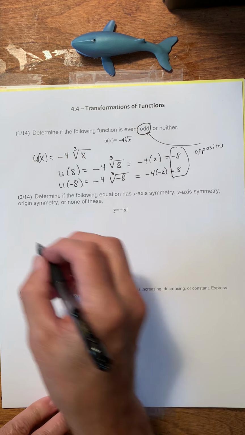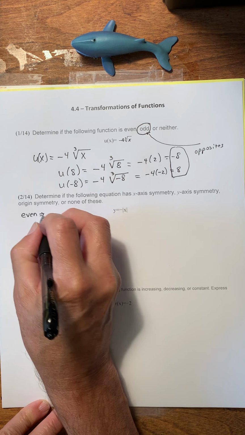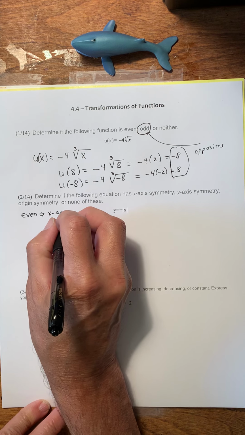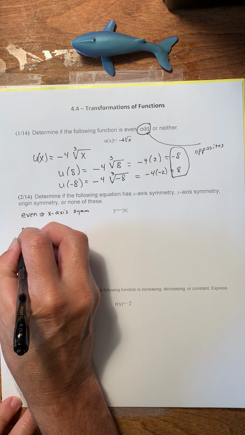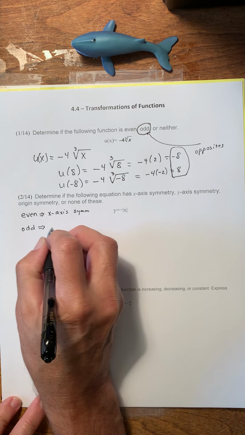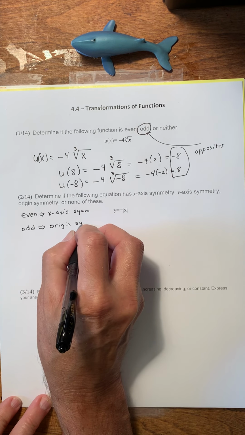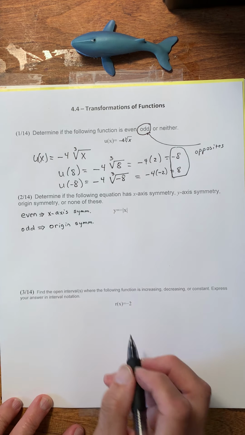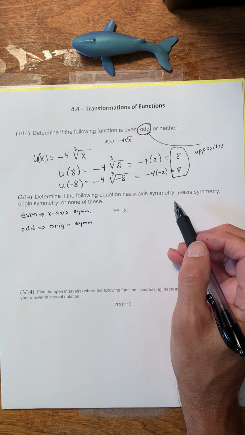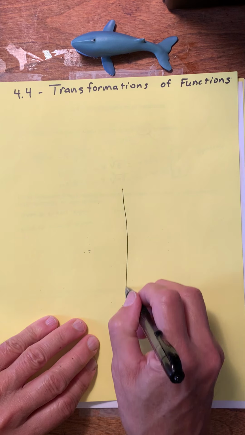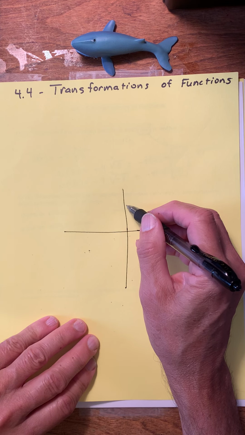X-axis symmetry, if you have an even function, you have what's called x-axis symmetry. If you have an odd function, you have what's called origin symmetry. And you're not going to get any y-axis symmetry, and I'll show you why. Y-axis symmetry means you have the same thing on both sides of the y-axis.